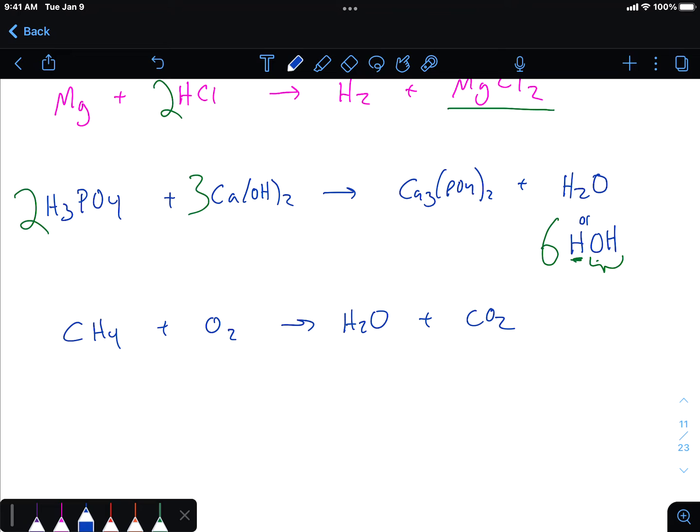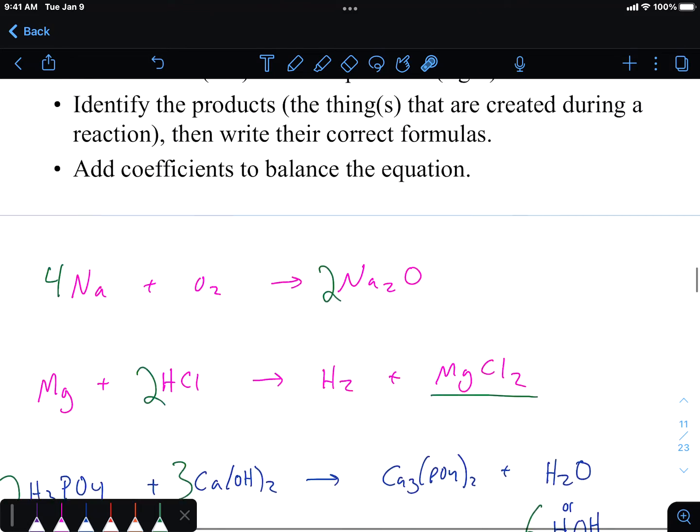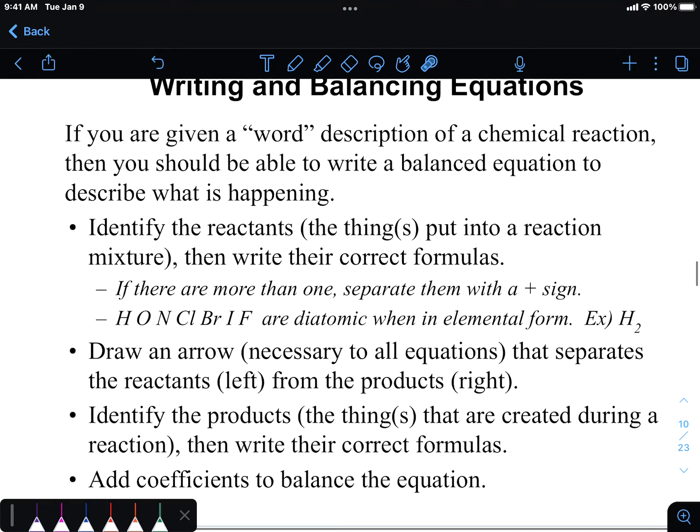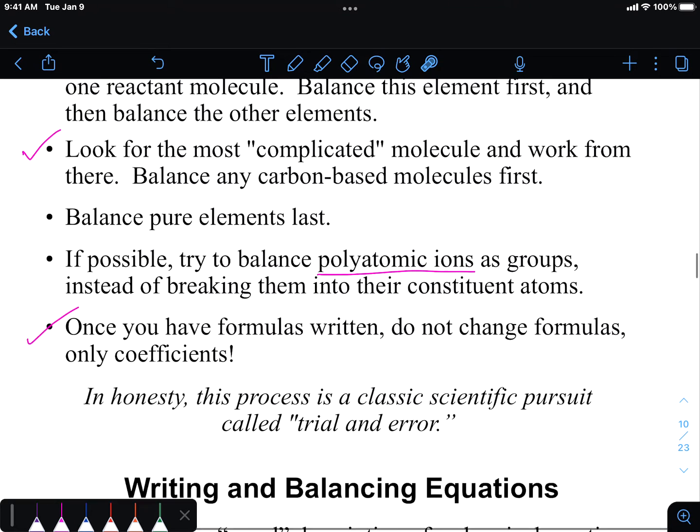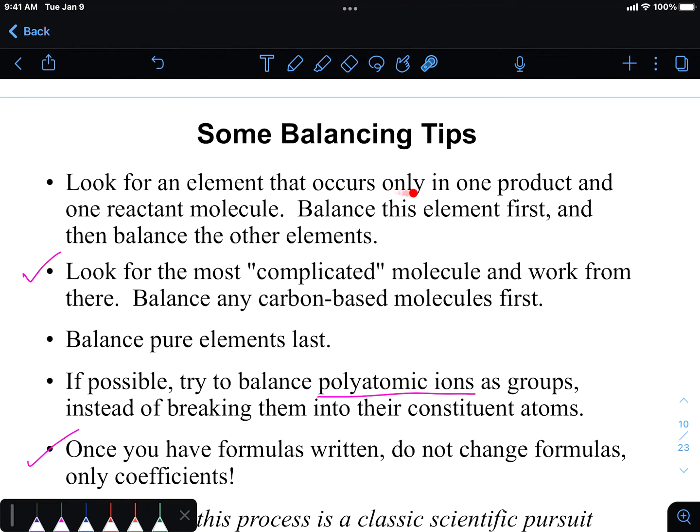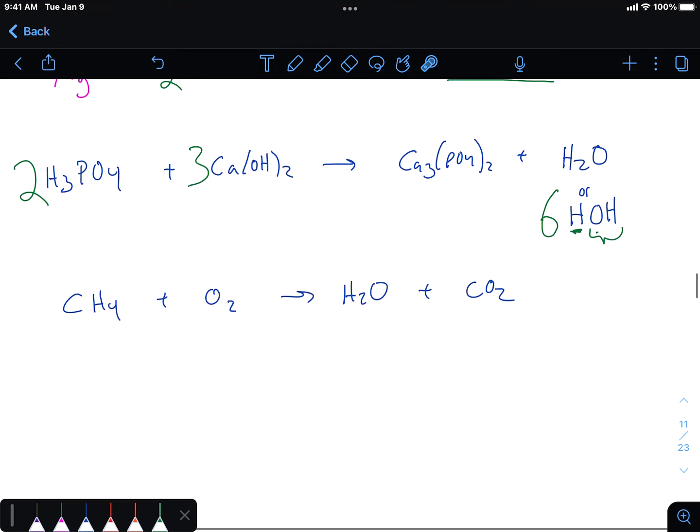Now, the one thing about this that makes this tricky is that, do you see how oxygen is found in 3 different places? That's going to make this hard. But if you follow a certain order, it's not hard. Whenever you see an element that occurs more than twice, you balance that element last. All right? Let the process sort it out for you. And this is actually a tip given right here. Look for an element that occurs in only one product and one reactant. Balance that element first, then balance the other ones. So in other words, oxygen is the one we want to do last.